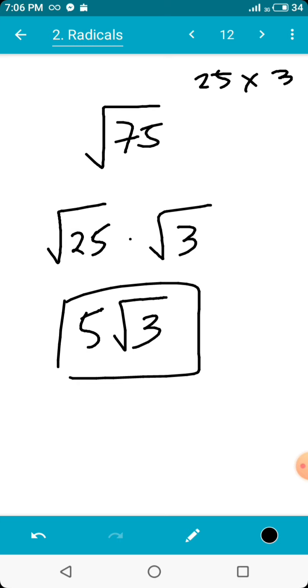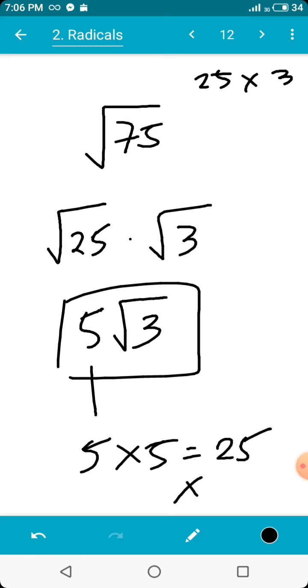Okay? So to check kung tama tayo, you can just multiply it by itself. So 5 times 5, that is 25. Okay? And then times mo sa 3, you'll get 75. Yung radicand natin before. Okay?